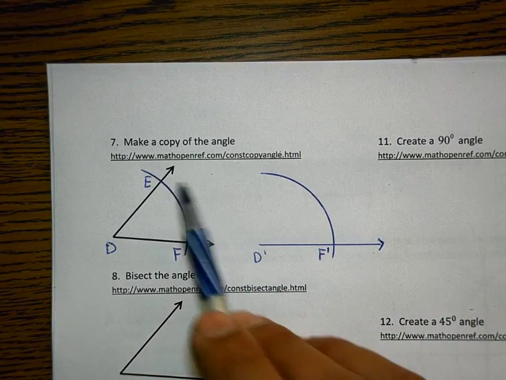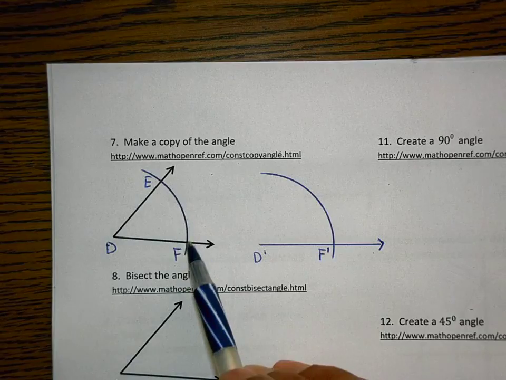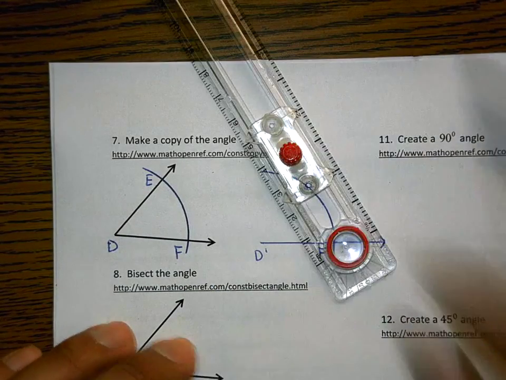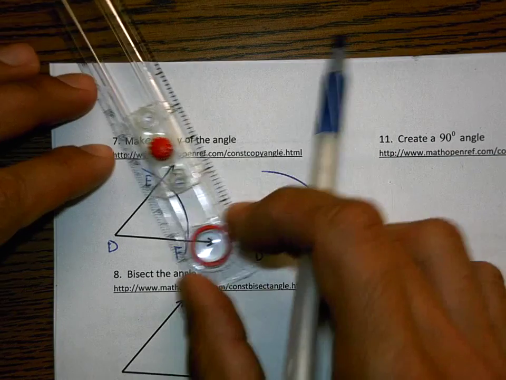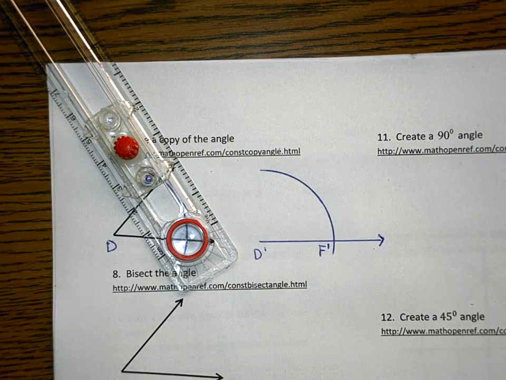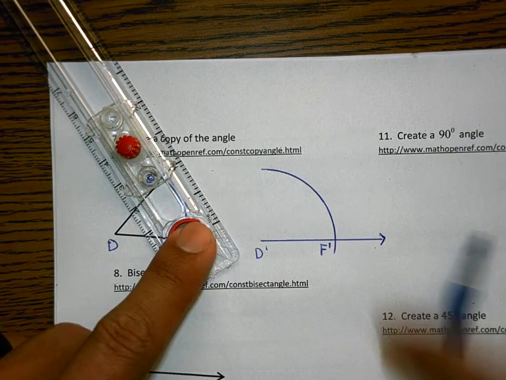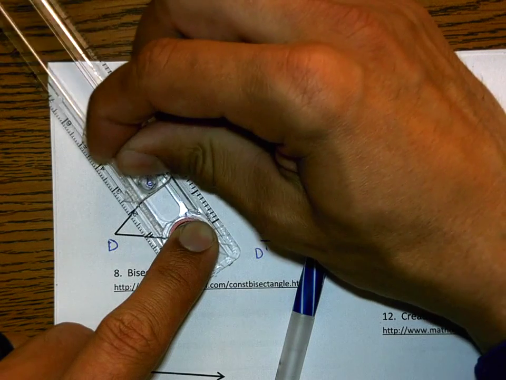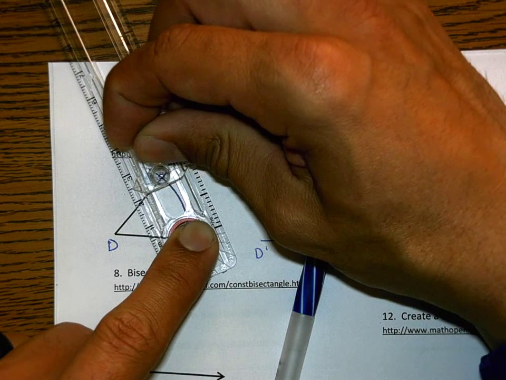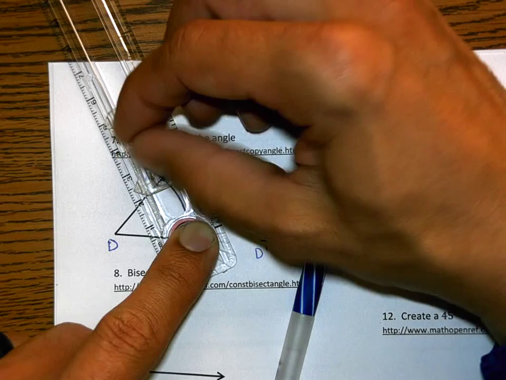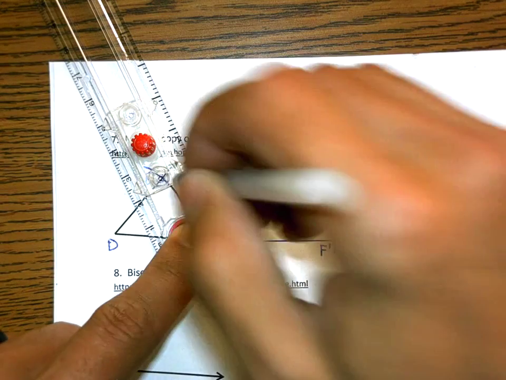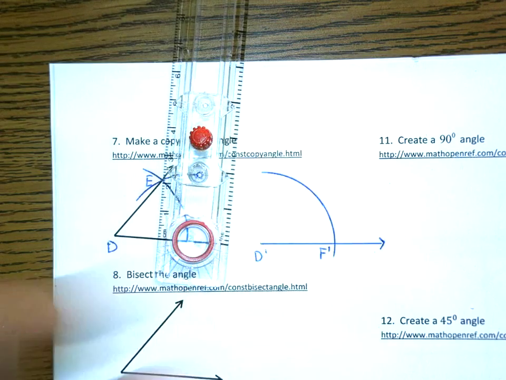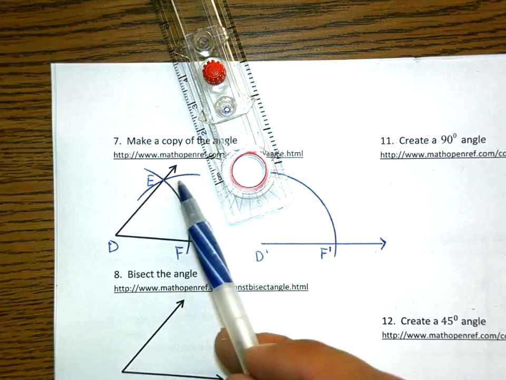Now I just need to copy another side, and I just have to know how far it is from F to E. Here's what I want you to do next. Put your bullseye on F and adjust your slider until the holder is directly over E, directly over the intersection of E and that side DE. My holder is directly over that intersection, and I can check by drawing an arc right there.